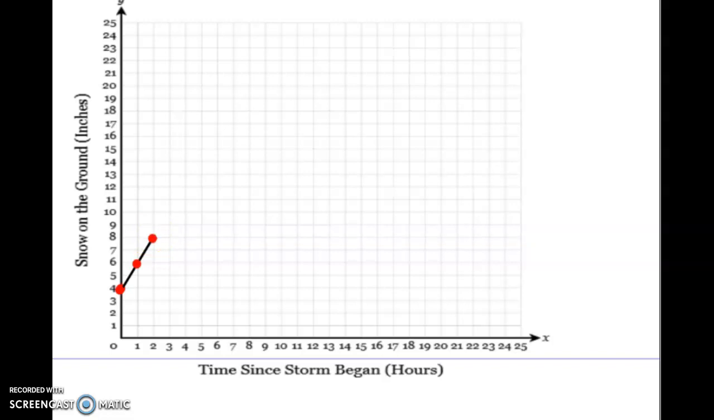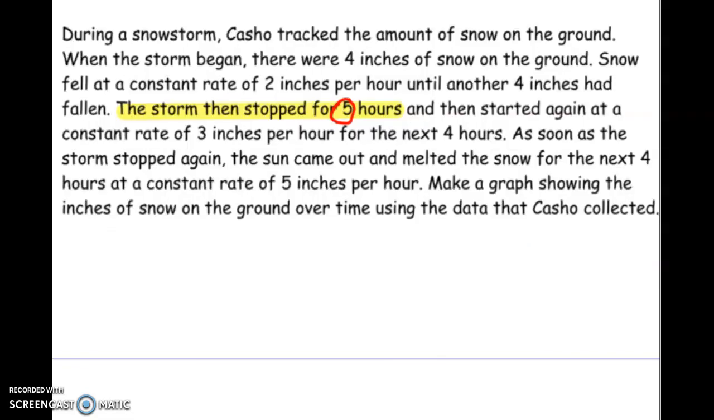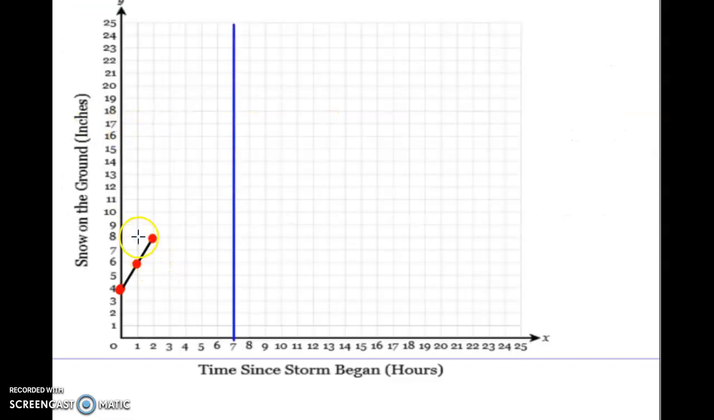Let's go to the next part. Again, the blue line is not necessary. The storm then stopped for 5 hours and then started again at a constant rate of 3 inches per hour for the next 4 hours. I read the second part to complete the sentence, but first the storm stopped for 5 hours. Let's put that on the graph. Since it stopped, it's not going up or down. So I'm going for another 5 hours this time, not inches but hours, so I go to the right. 5 hours from 2 hours is going to be 7.